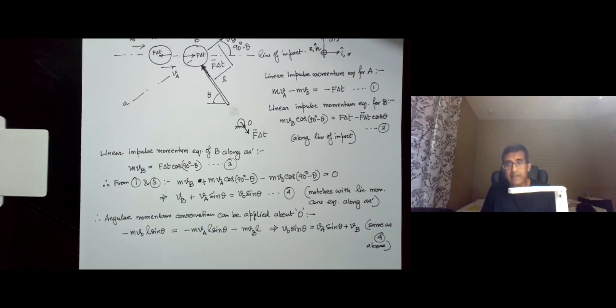So that's basically this problem. We have derived the solution, we have looked at why the linear momentum conservation equation is valid along AA prime by resolving the impulses and writing the linear impulse momentum equations, and we have also shown that the linear momentum conservation equation coincides with the angular momentum conservation equation about the point O.